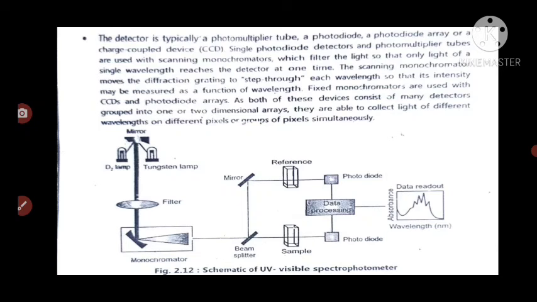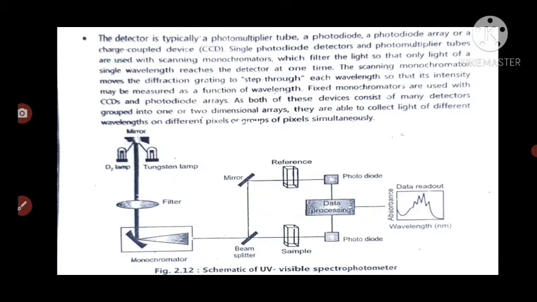intensity or also the wavelength of the electrons in this tube, so the photomultiplier is increasing the electrons. This instrument uses the photomultiplier tube as well as the charge coupled device, that is CCD, and a single photodiode detector and photomultiplier tube are used with the scanning monochromator, which filters the light so that only light of a single wavelength reaches the detector at one time.